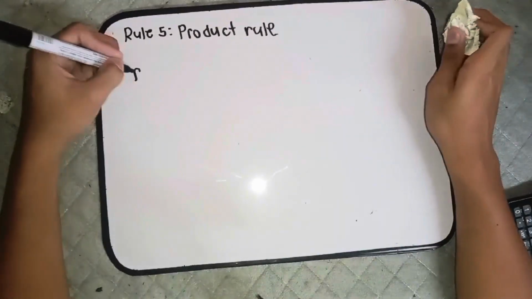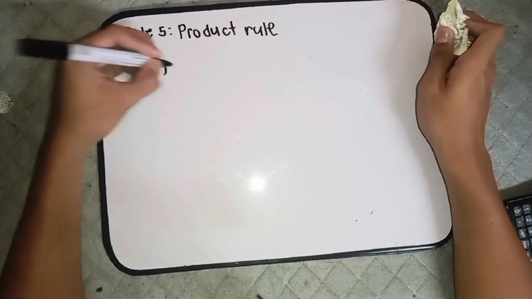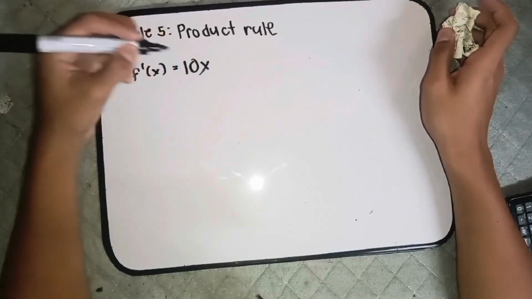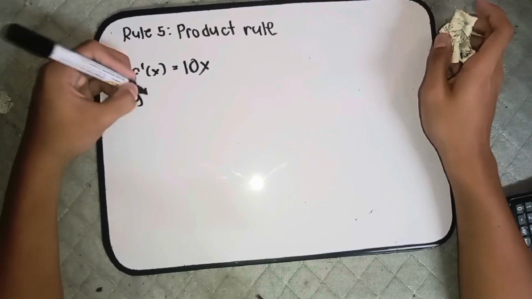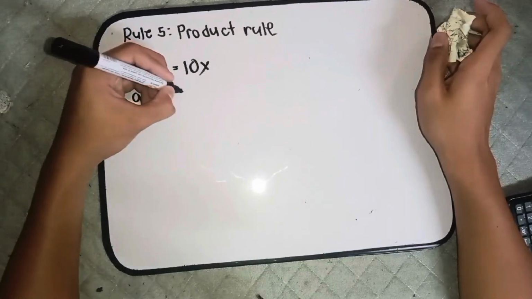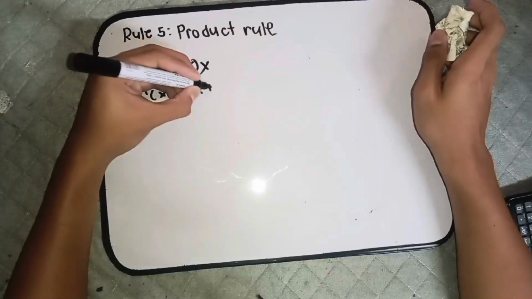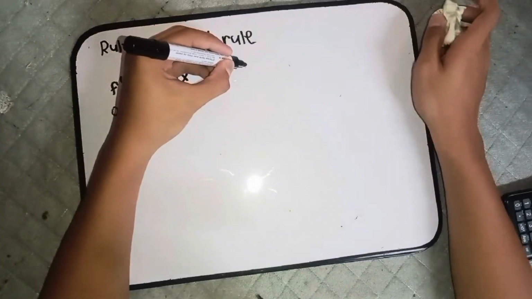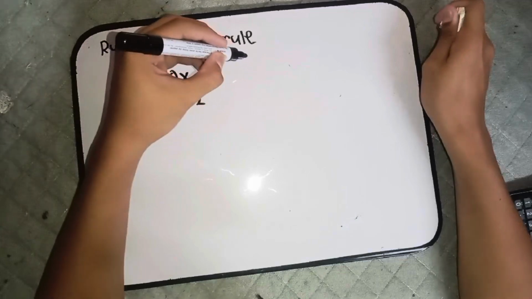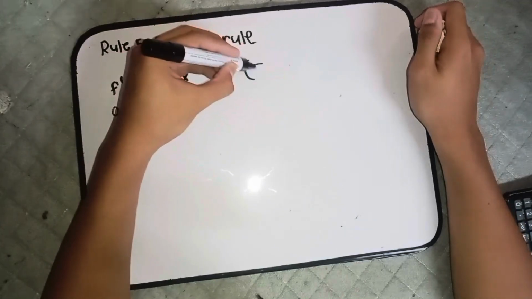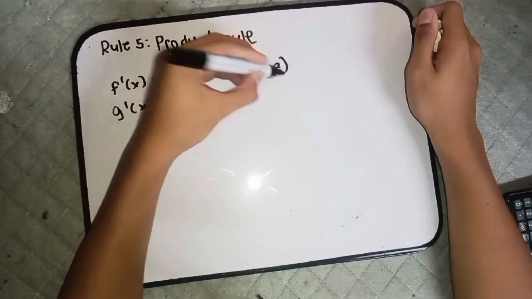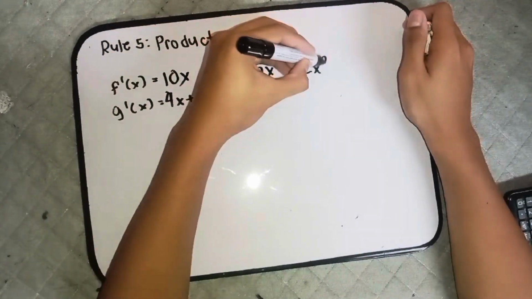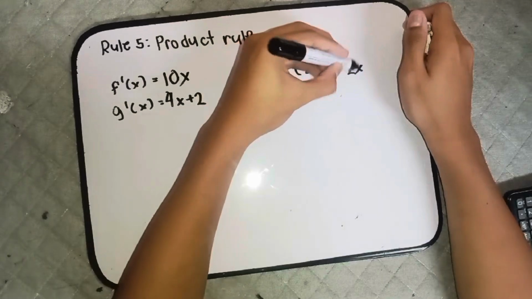Now, let's write down the derivatives again. The derivative of f of x is equal to 10x, and the derivative of g of x is equal to 4x plus 2. Let's also write down the original equation, which is 5x raised to 2 times 2x raised to 2 plus 2x.